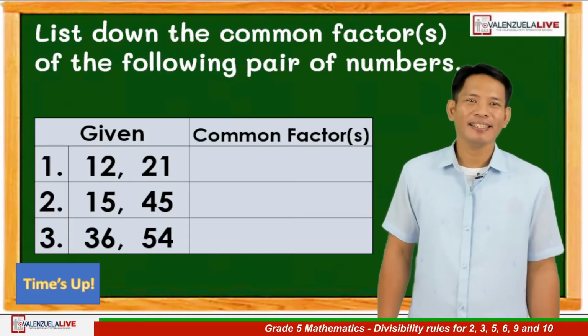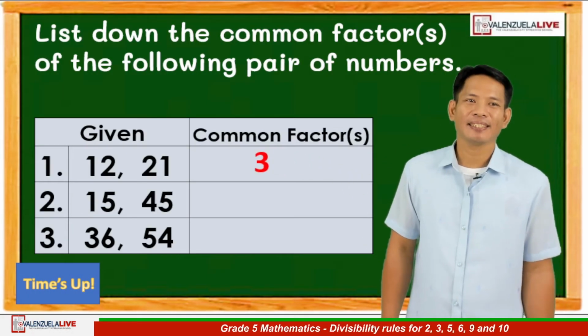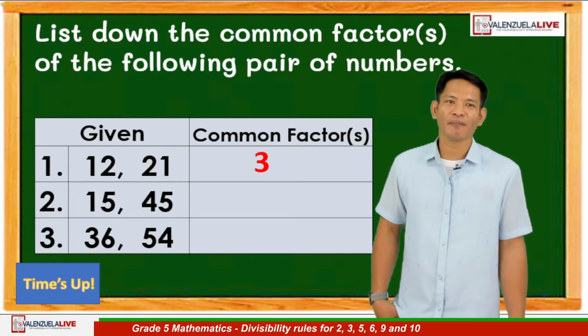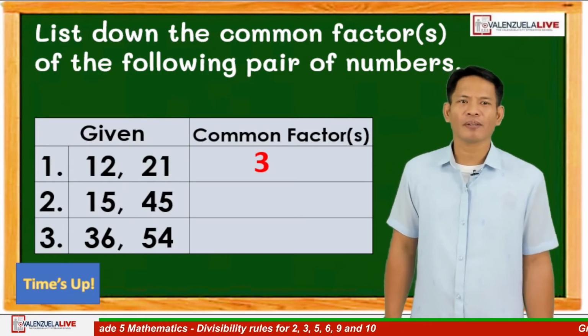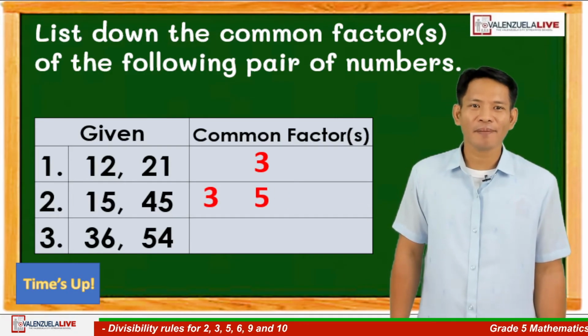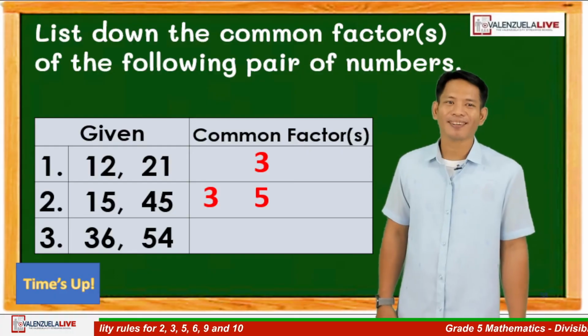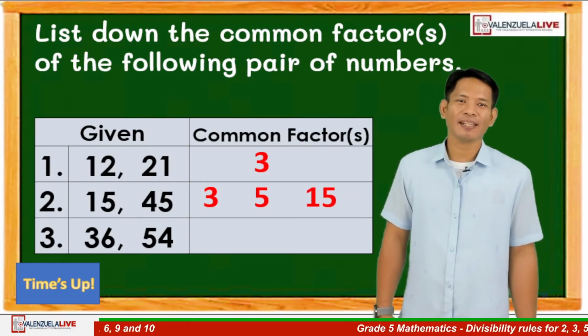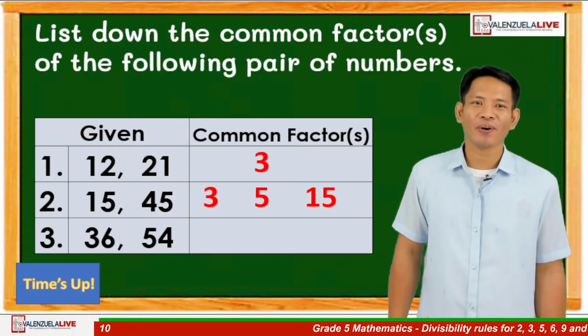In number 1, a common factor is, of course, 3. How about in number 2, 15 and 45? Common factors are 3. We have also a common factor of 5 and also a common factor of 15. How about the last pair, 36 and 54?